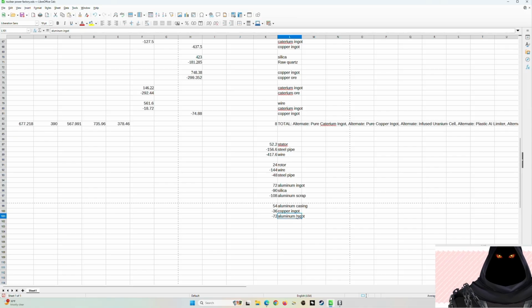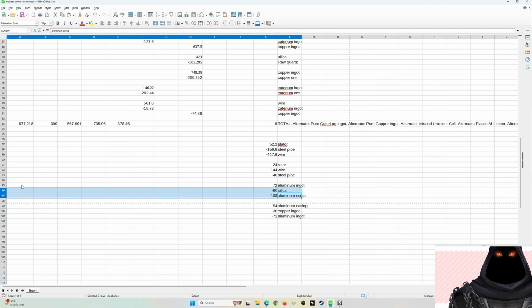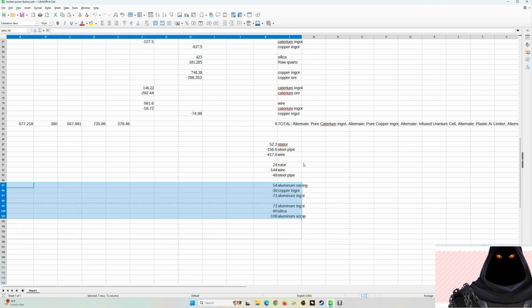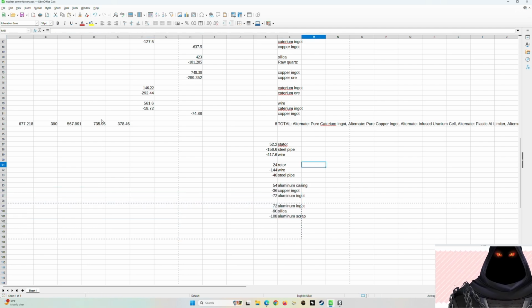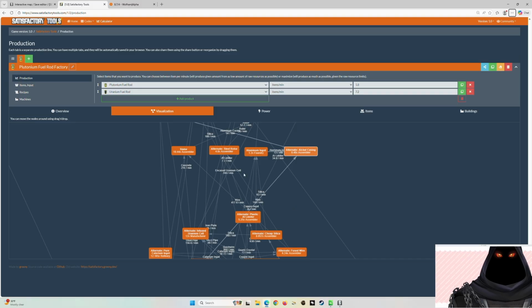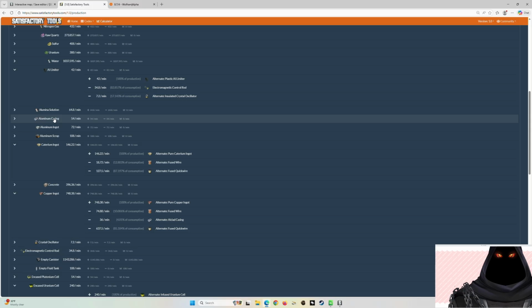So this is all in a blueprint. Actually, let me swap the order of these. Okay. It's all in a blueprint. And let's go grab those recipe names.